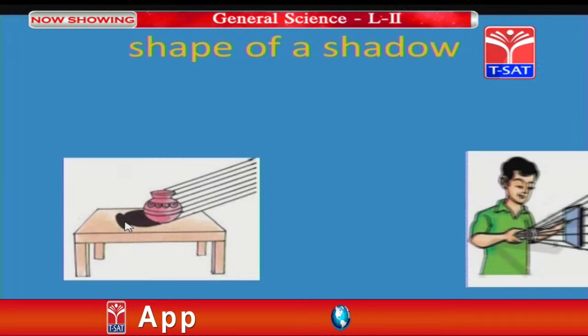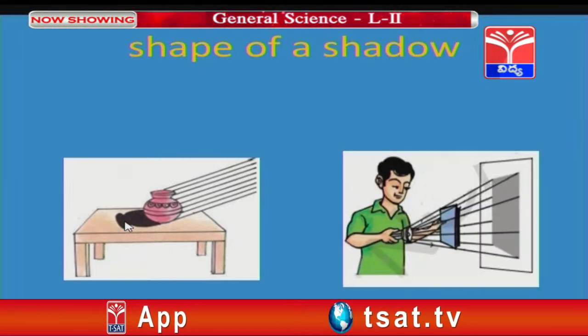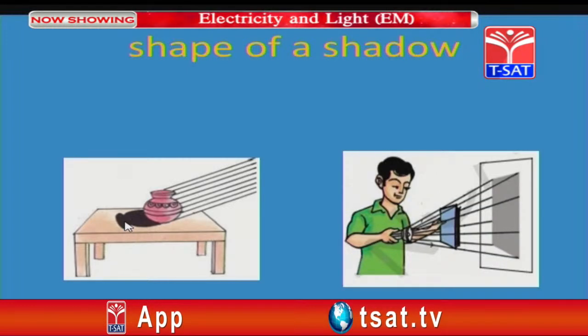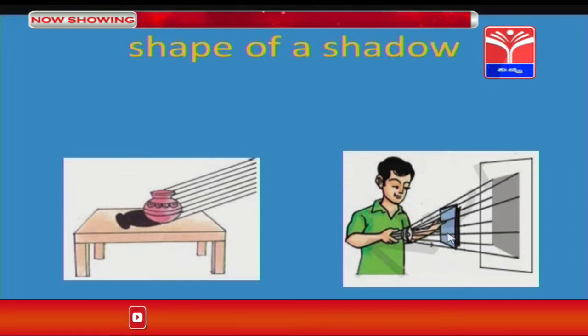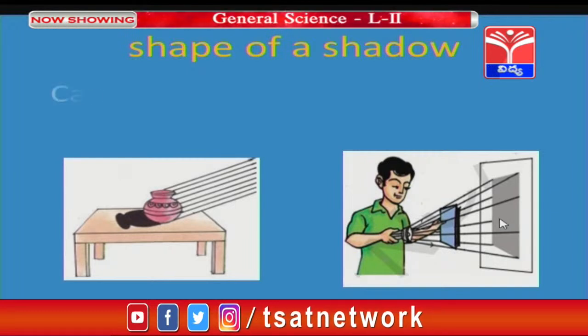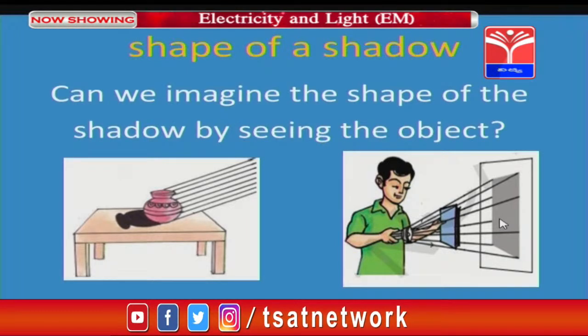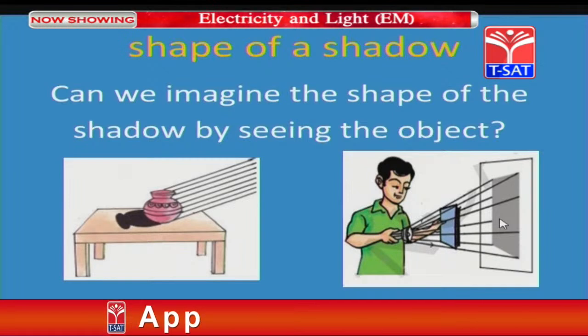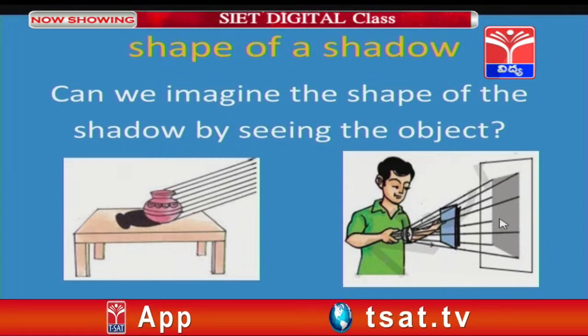Now, take the second figure. Here there is a book. Light is falling in a straight line on the book. Therefore, we are observing the shadow of the book on the wall. Now, let us see another 2 figures. Can we imagine the shape of a shadow by seeing an object? Sometimes we can guess, sometimes it may mislead us.